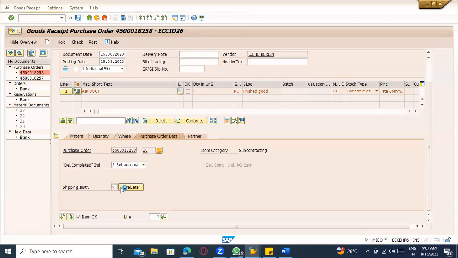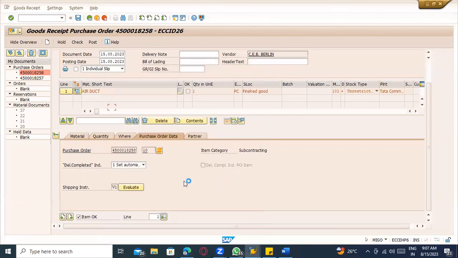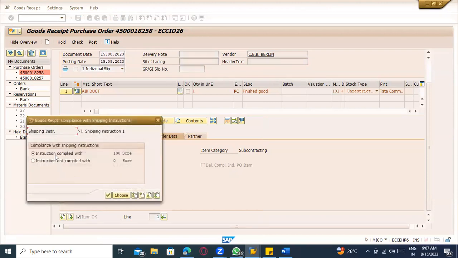If I maintain the shipping instruction in the material master record, what shipping instruction you maintain, you are evaluating whether the delivery person, who may be the vendor or the transport vendor, is following the shipping instructions or not. If they do not follow the shipping instruction, then you can say, okay, they didn't follow that, I'm giving a 0 score. This will be helpful to the organization in future, when they are doing the vendor evaluation.